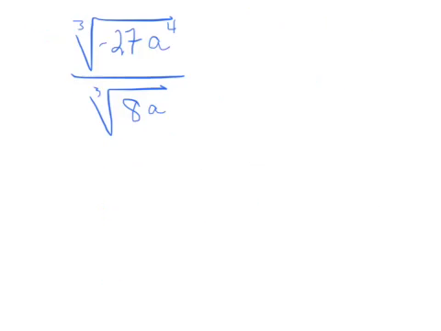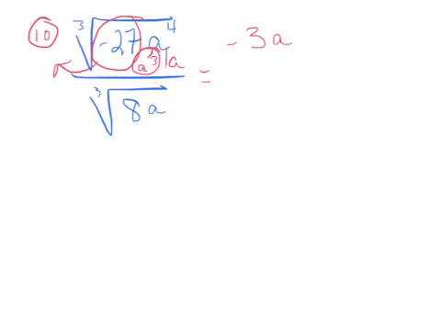Okay, so here we have number 10, and I'm going to simplify my numerator first. The cube root of negative 27 is negative 3. I'm going to bring that outside the radical sign. A to the fourth is really a cubed times a, so I'm going to take the cube root of a cubed, which is a. And so the only thing left under my radical sign is the cube root of a.